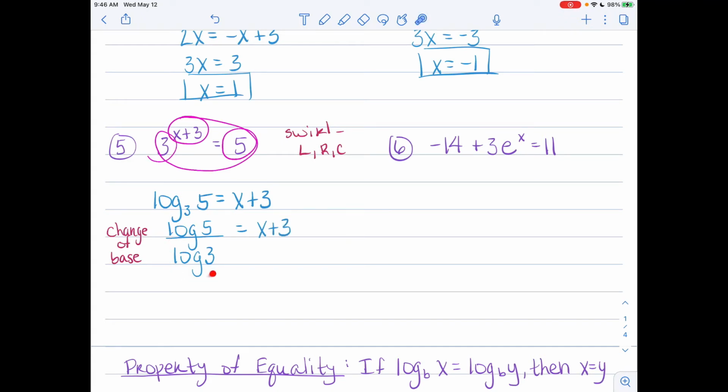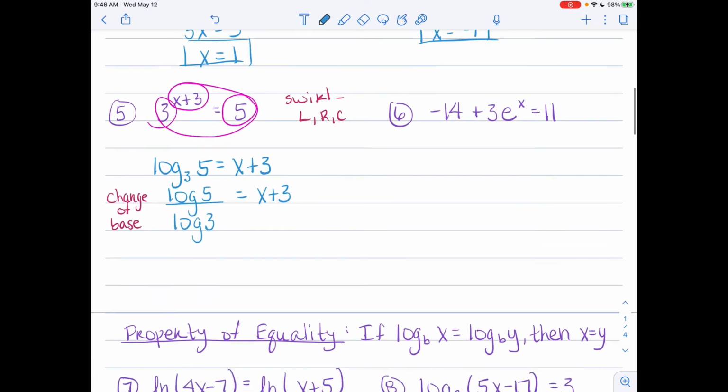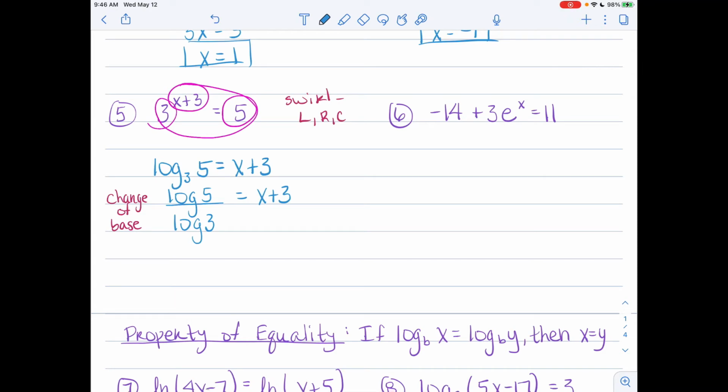Now I can put this in my calculator. Don't forget that when you hit the log key, it's going to open up a parenthesis. So when you put the 5 in, be sure you close that parenthesis before you hit the division symbol. All right, so log 5 over log 3, double check this in your calculator. Make sure that you can get the same number that I did, 1.465, and that's equal to x plus 3. Now it's just a matter of subtracting 3 from both sides, and that's going to give me x is equal to negative 1.535.